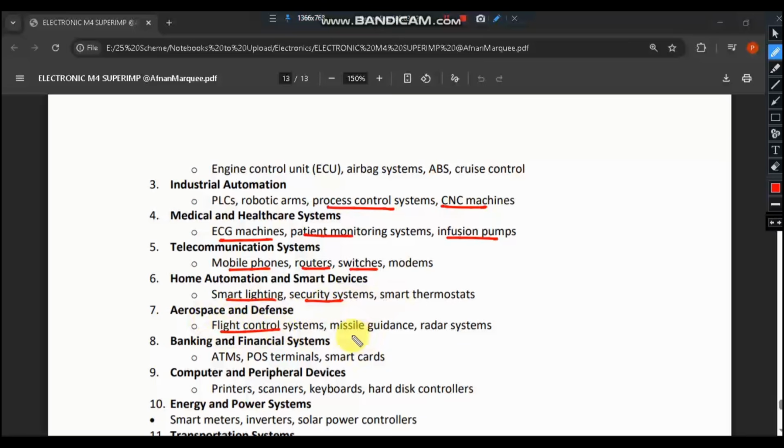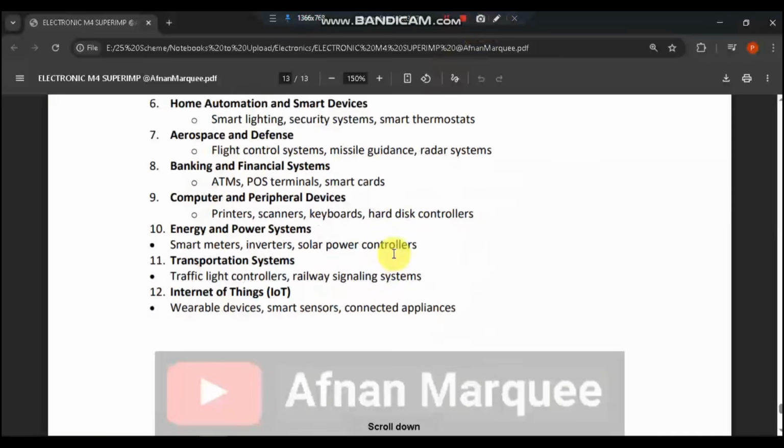Aerospace, it is also used in flight control systems, missile guidance, and radar systems. Banking and financial systems in ATMs, POS terminals, and smart cards. Computers and peripheral devices, which are the devices that connect to the computer, like printers, scanners, keyboards, and hard disk controllers. And energy and power systems, transportation systems, as well as IoT. Okay, so these are the places where embedded systems are used.